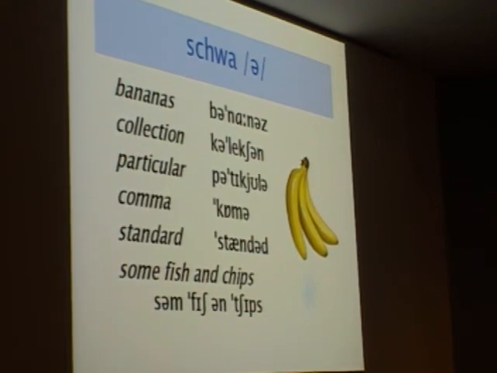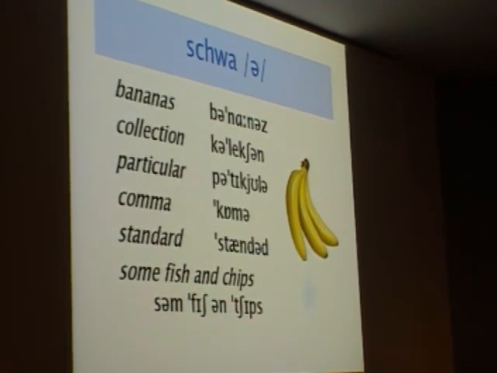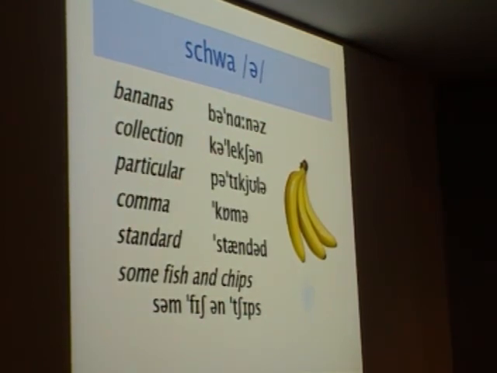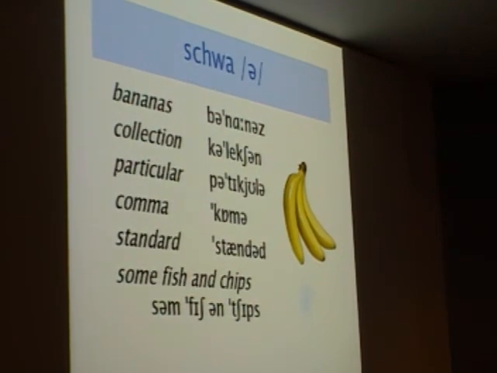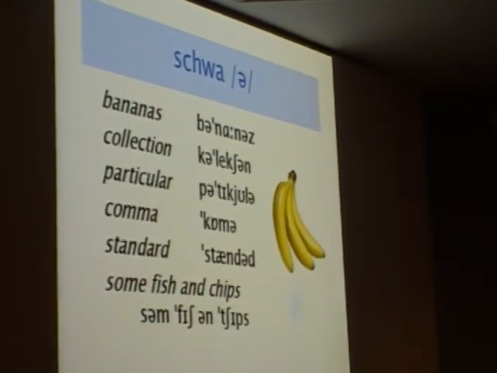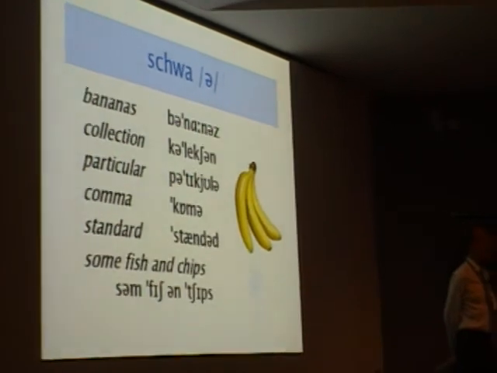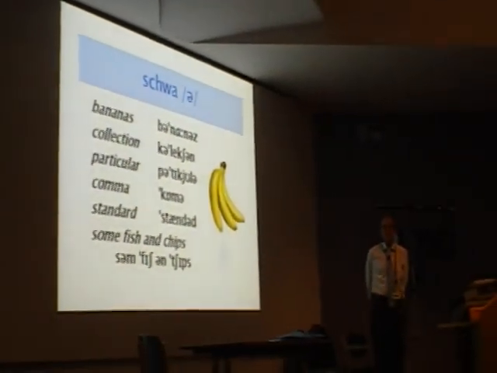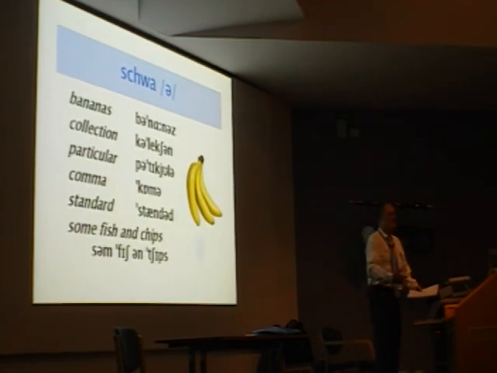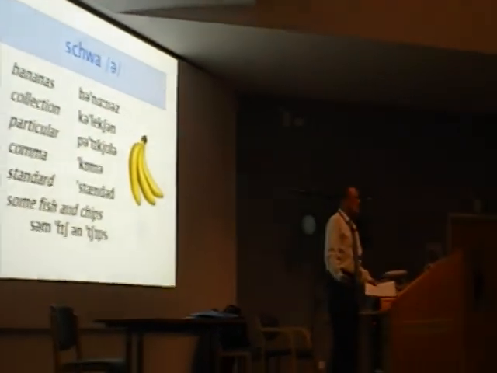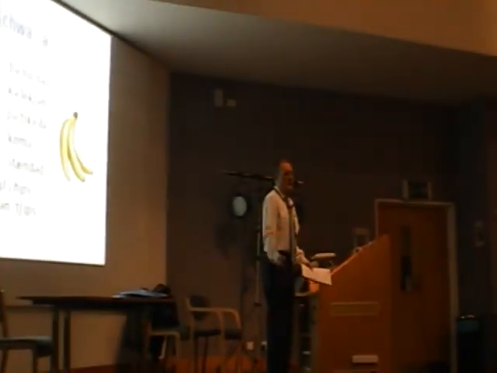In the phrase, some fish and chips, you can see weak forms in the first and the third word. We don't normally say some fish and chips with full vowels, we say some fish and chips with weak forms. When you're getting your meal from the refectory counter, don't say some fish.